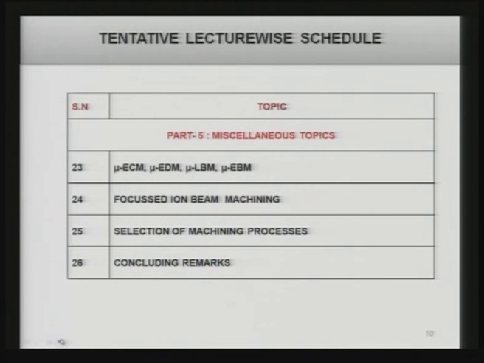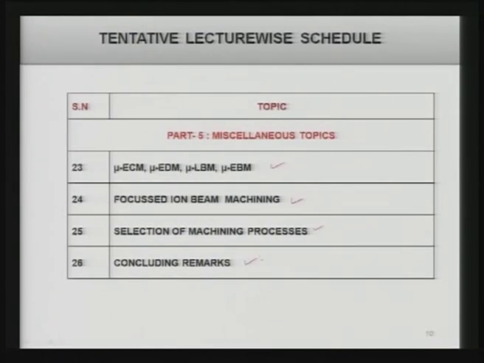Last part of this course will deal with miscellaneous topics, which includes micro electrochemical machining, micro electro discharge machining, micro laser beam machining, micro electron beam machining, focused ion beam machining, and then it deals with selection of machining processes, which is very important to select a right kind of machining process. It should be economical, it should serve the functions of the parts which are to be machined, and finally, some concluding remarks about this particular course will be made.